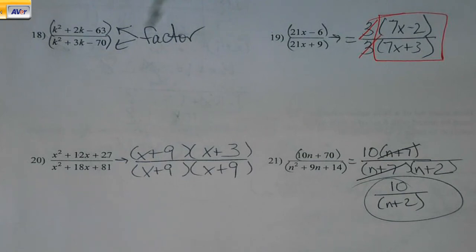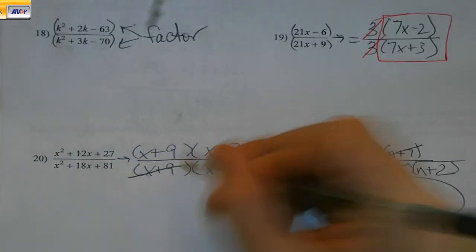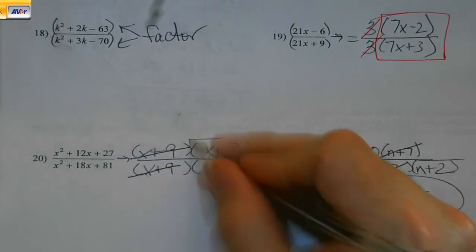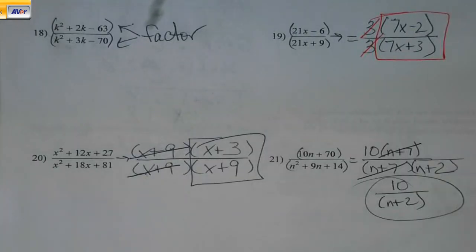Does that mean I can zap all 3 of the x plus 9s? No. Does that mean I can zap these 2? No. 1 on top, 1 on the bottom. What's left is the answer. So again, you're noticing a pattern here. With your regular problems, you've got to find, okay, factor, factor, factor, cancel, cancel, cancel. It's different than when we have the equations.